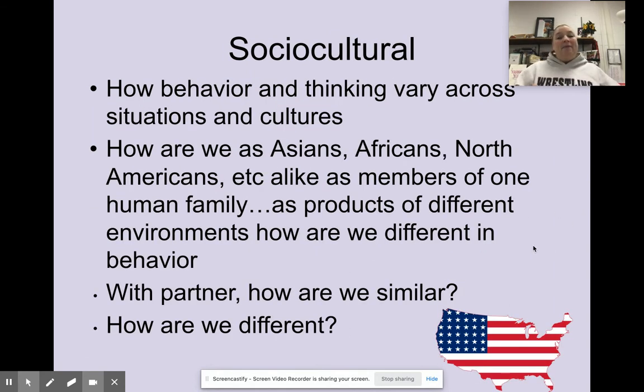Sociocultural, how behavior and thinking vary across situations and cultures. How are we, as Asians, Africans, North Americans alike, as members of a human family, as products of different environments, how are we different in behavior? So, with a partner, I want you to list a couple ways that all of our different groups, different cultures, are similar as human beings. And then I want you to list a couple of examples of how we're different.